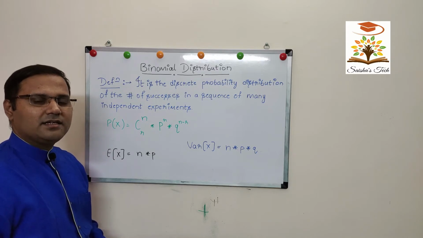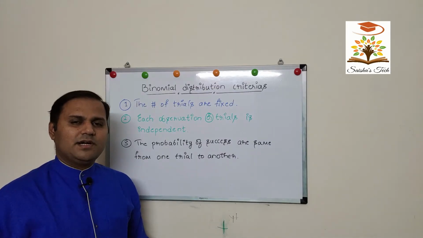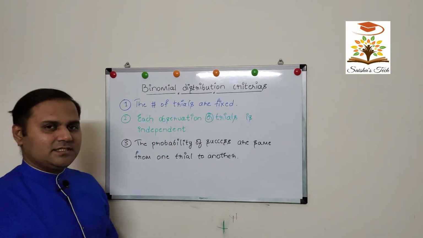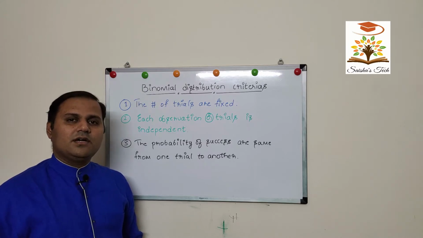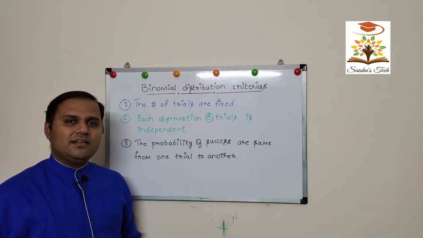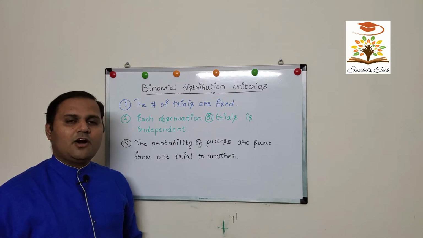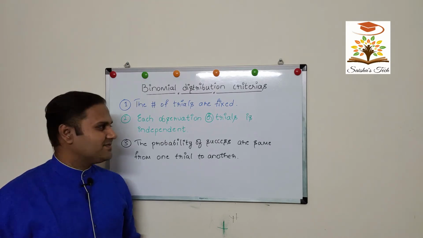Now let us understand the criteria for binomial distribution. Let us understand some of the criteria which are required for binomial distribution. The first criterion is that the number of trials is fixed, which means consider you are tossing a coin for 10 attempts. Here 10 represents a fixed number of trials. Or, out of 100 cars passing through a toll booth, how many are red? So here 100 is a fixed number of cars, that is, a fixed number of trials.